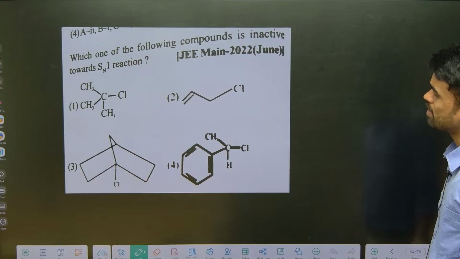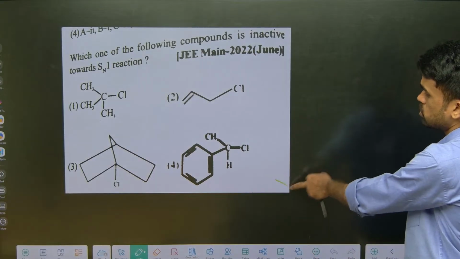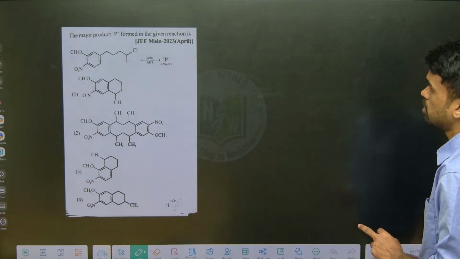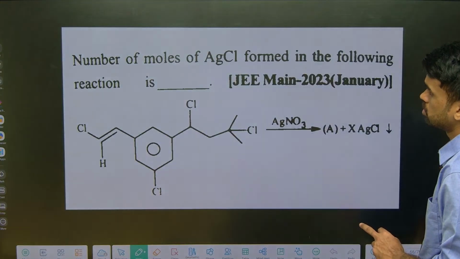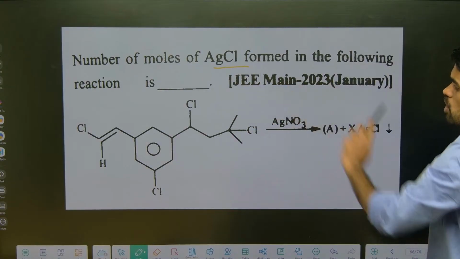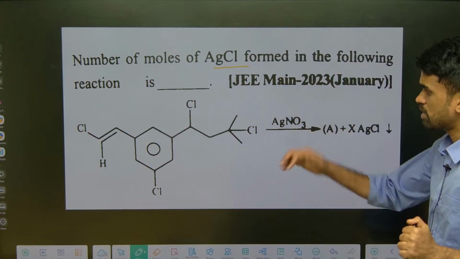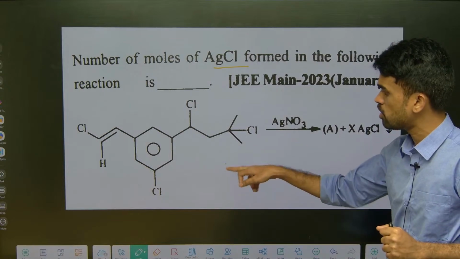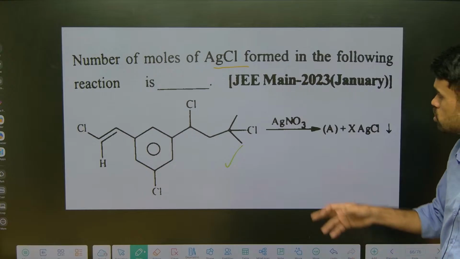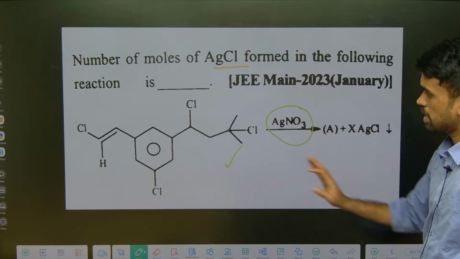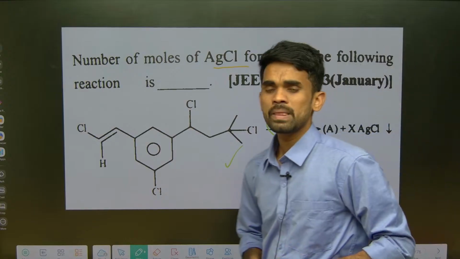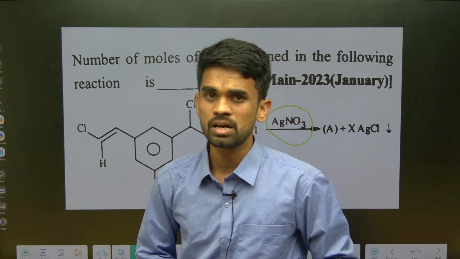This is also an SN1 reaction, and you need to answer this question also. Two questions, one is from NEET, another one is from JEE given. Again, this is also number of moles of AgCl formed in the following reaction. Based on whatever we discussed, you can follow SN1, SN2 reactions, or just use the SN1 concept to get the answer. I want your answers for these three questions by the next class. The remaining topics will be discussed in the upcoming sessions.